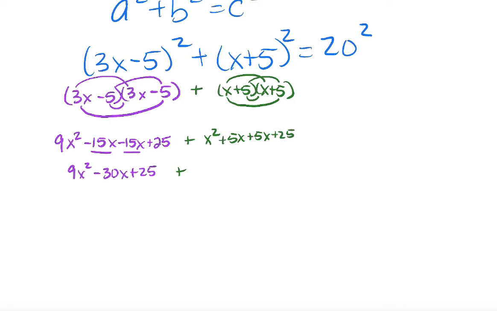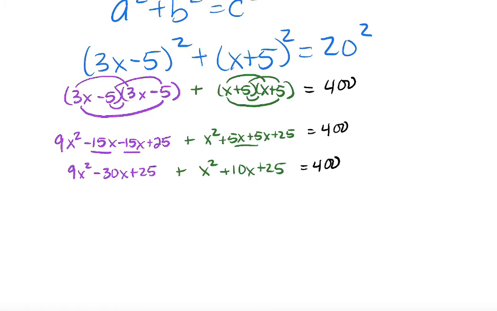So we get x squared plus 5x plus 5x plus 25. Combining the like terms there gives us the middle term of 10x. And continuing on the right side, 20 squared would be 400. So I'm just going to copy that down.